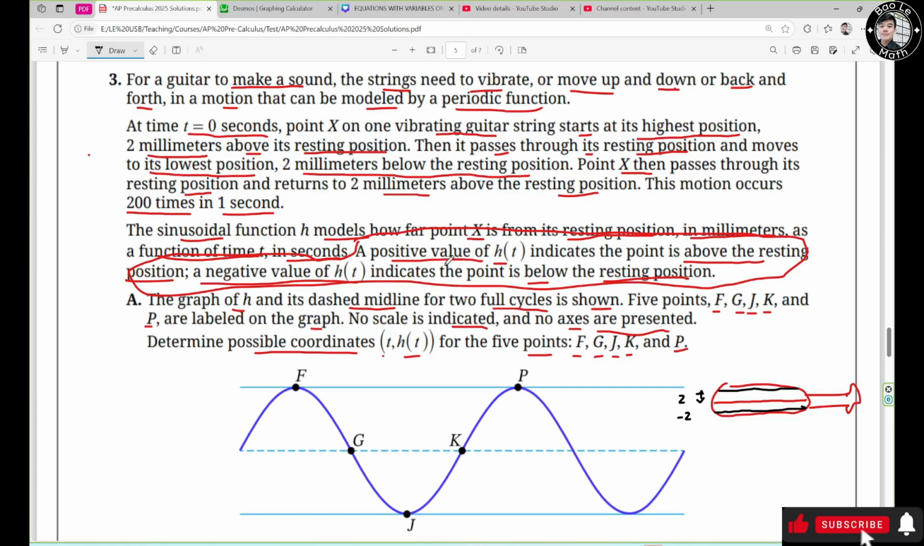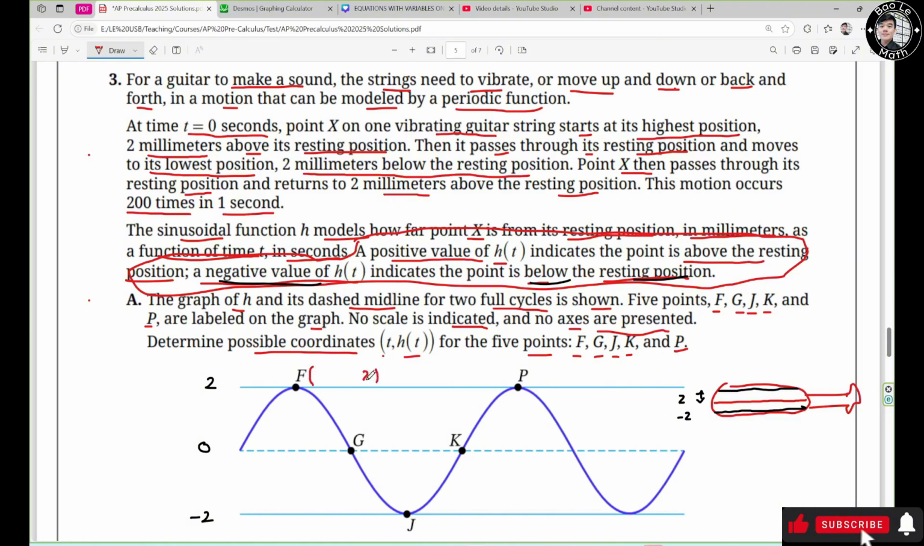Look at this one right here, it says that negative values are below the resting position, and positive is above. So you have the maximum is 2, you put 2 right here. Minimum is negative 2, so the midline should be 0. Now, after you have the y coordinate of this point, you put this guy over here.